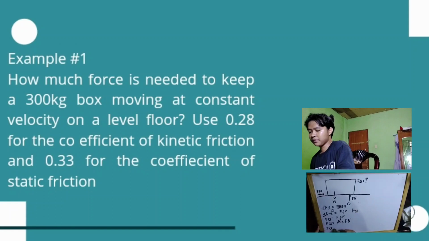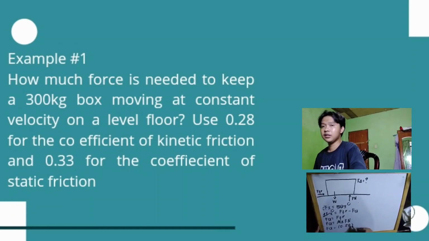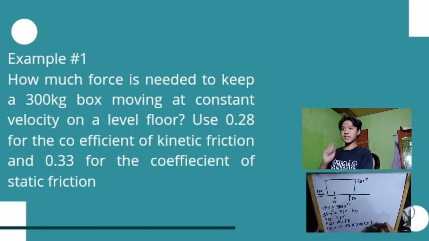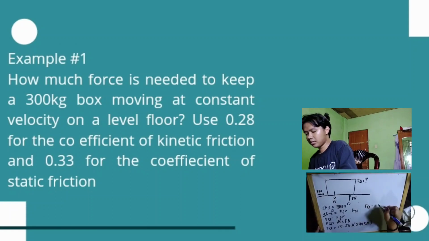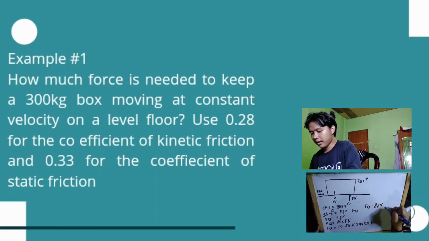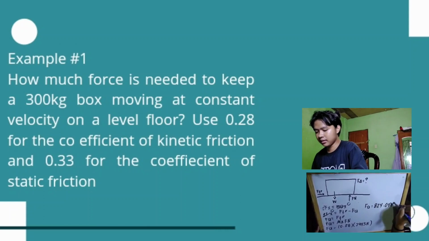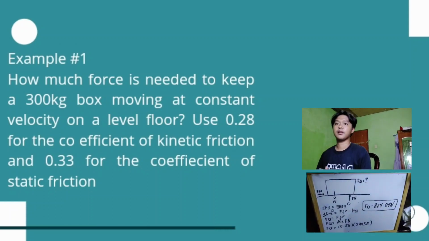So substitute. Our given for coefficient of kinetic friction is 0.28, multiplied by the normal force, which is 2,943 Newton. This is the answer we got earlier. So, let's do the math. The answer will be 824.04 Newton. This is the force needed for the 300 kg box to continue moving at constant velocity.